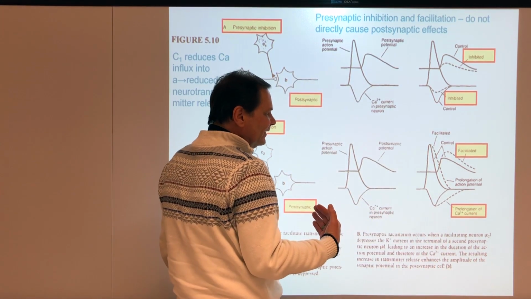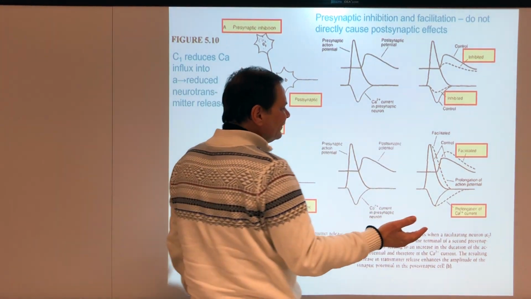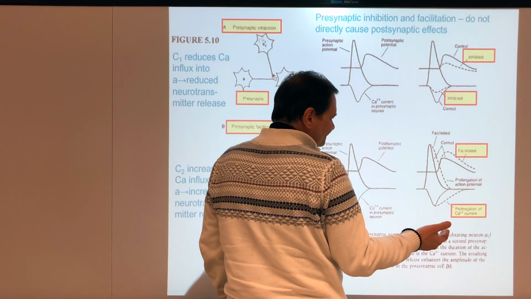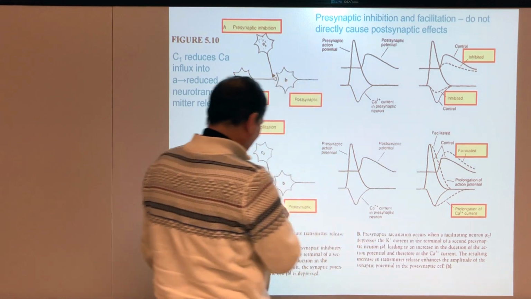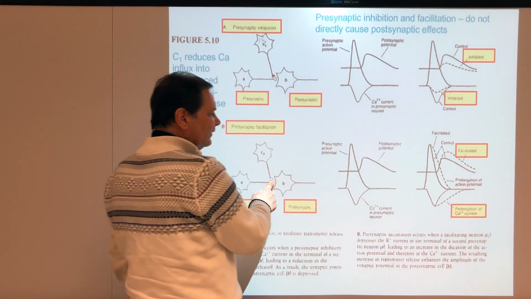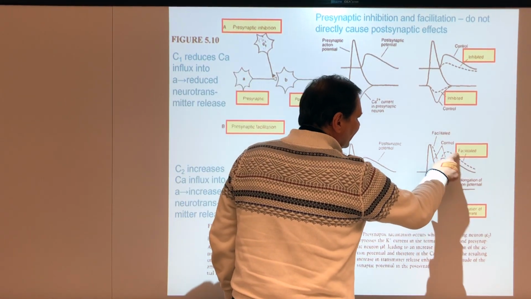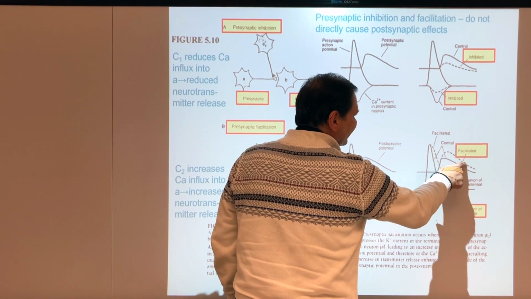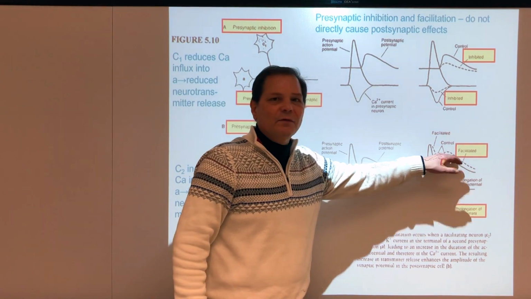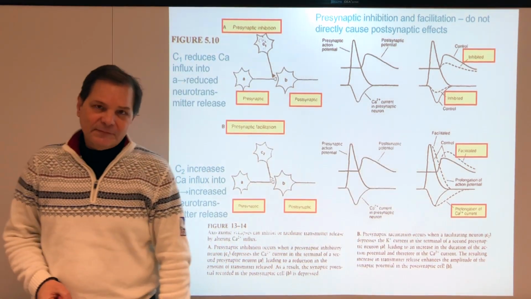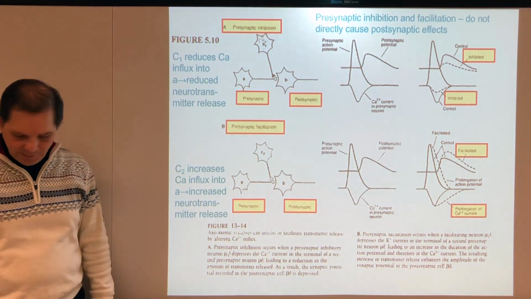The increased calcium influx causes an increase in calcium in the nerve terminus. That causes an increase in neurotransmitter release, and that causes an increase, the dashed line is facilitated, a bigger than normal increase in voltage in the postsynaptic membrane, okay? All right.